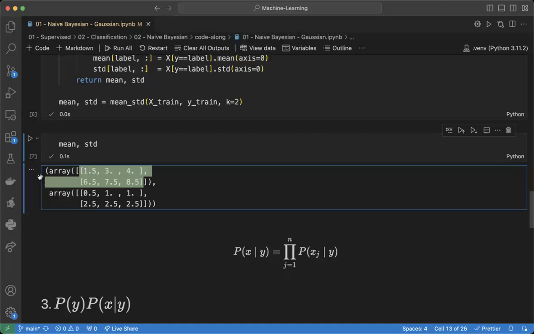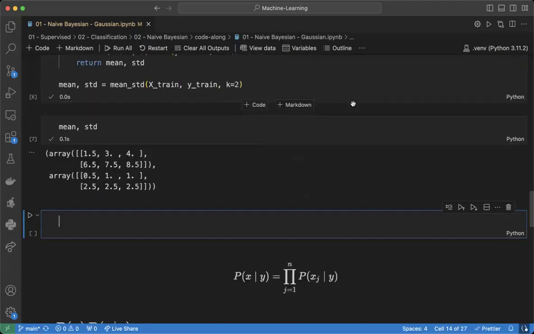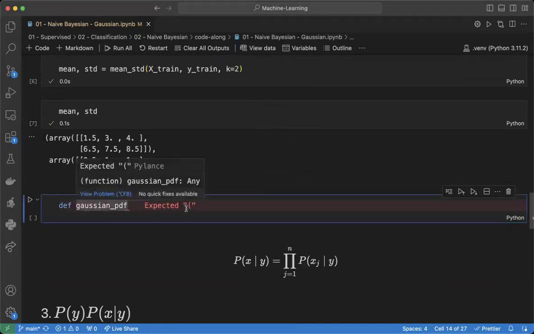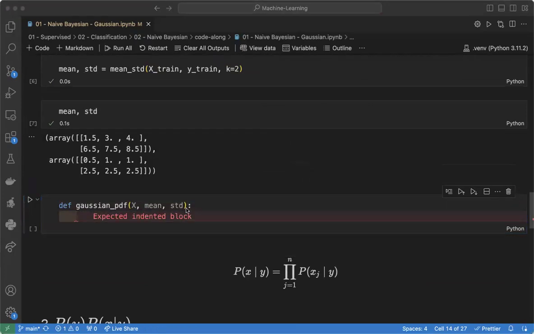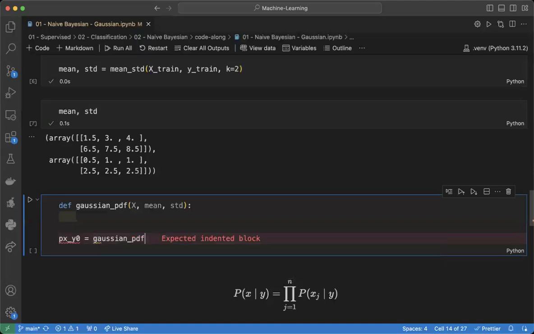All right, so now we got this mean and standard deviation. We now want to create this formula. So we can say Gaussian PDF, probability density function for short, with x, mean, and standard deviation. And what do we want? Well, we want p of x given y 0 equal to Gaussian PDF, x test, and send in the mean of class 0. Actually, this should be fine.